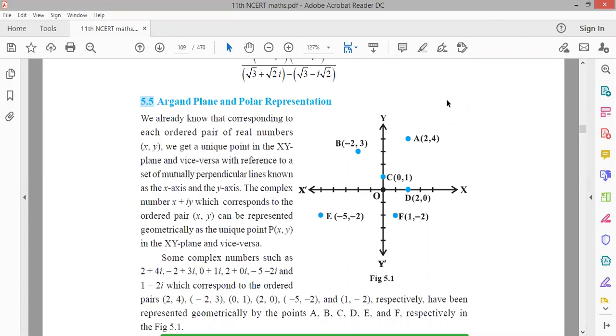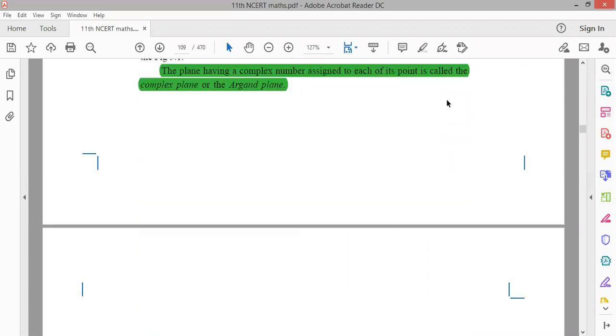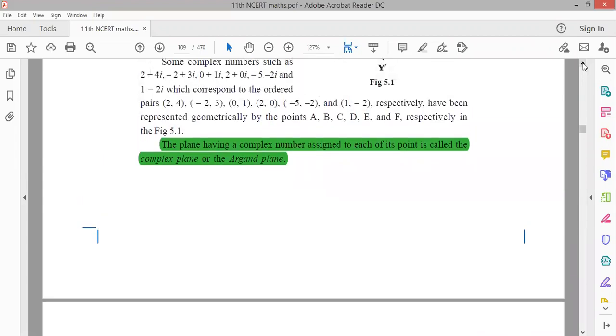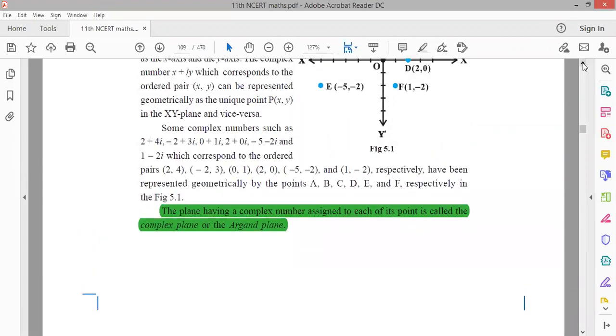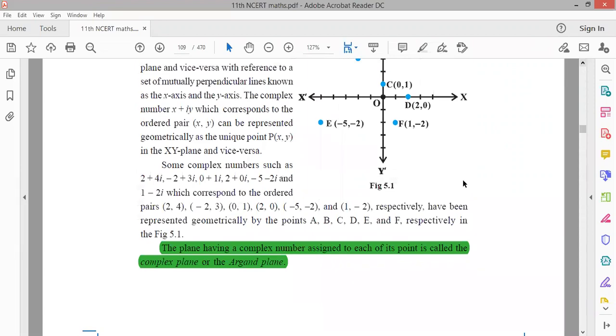Today in this lecture, we are going to discuss Argand plane and polar representation of complex numbers. As you know very well, for every complex number we have two parts, the real part and the imaginary part. To represent any complex number, we need two axes, the real axis and the imaginary axis. So the plane in which we represent complex numbers is called the complex plane or Argand plane. So how to represent that?